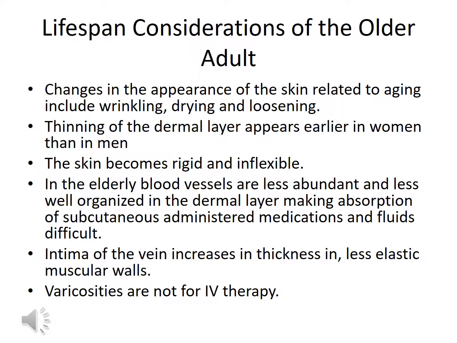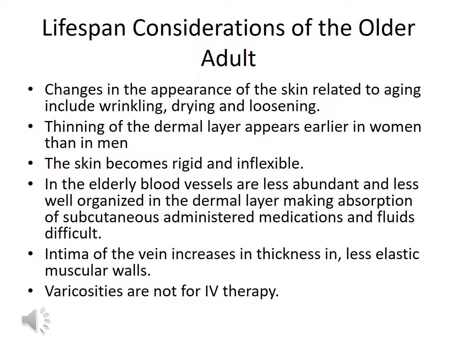Some lifespan considerations of the older adult. These adults have changes in the appearance of the skin that are related to aging. They include drying of the skin, wrinkling, and loosening of the tissues. There is thinning of the dermal layer, the outside portion, which appears earlier in women than it does in men, and there are some hormonal influences that vary there. The skin becomes rigid and inflexible.